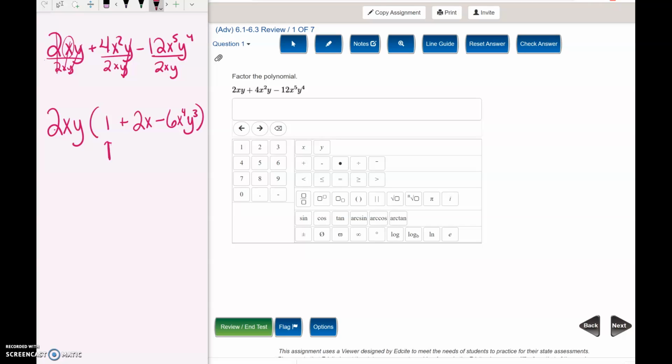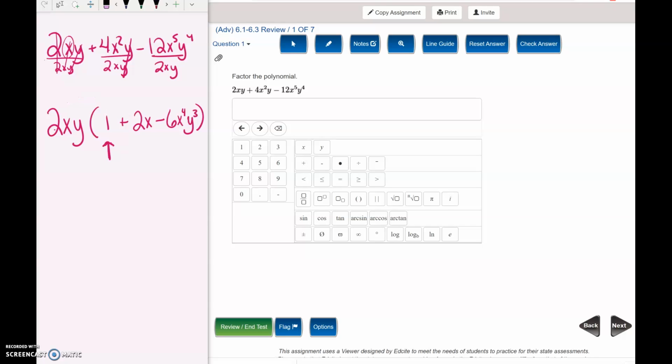Okay, the most commonly missed part is when you do 2xy divided by 2xy, it doesn't just leave nothing. Like when you cancel everything out, there's at least a 1 there. You have to have a placeholder. Because if I was going to multiply this back out, I would do 2xy times something to get 2xy. So that 1 has to be there.